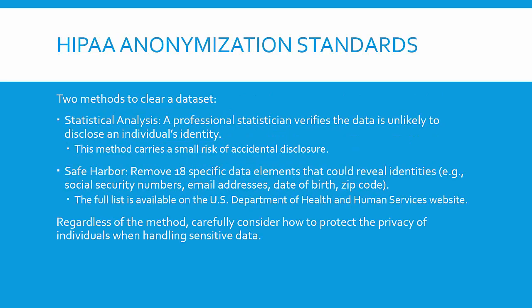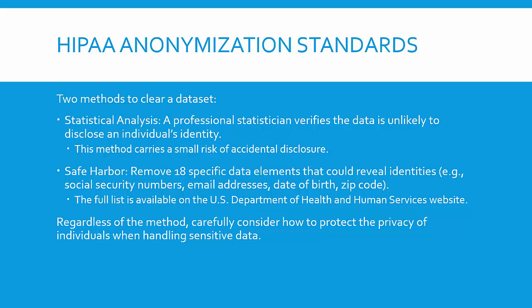Under HIPAA standards, there are two ways to anonymize data. The first is statistical analysis, where a professional statistician verifies that the data is unlikely to reveal identities. While effective, this method carries a small risk of accidental disclosure.